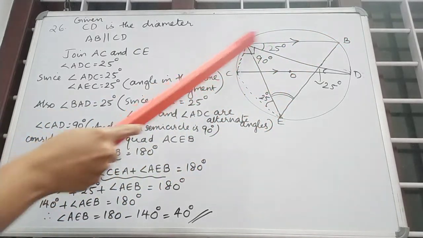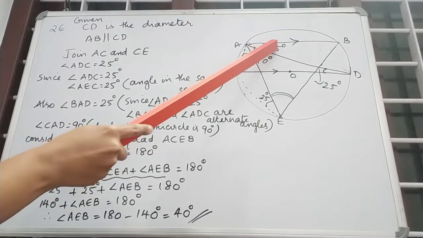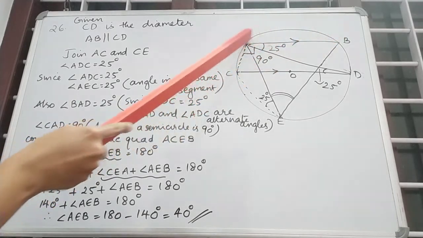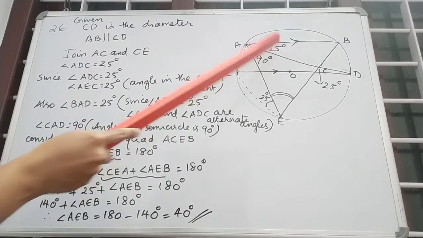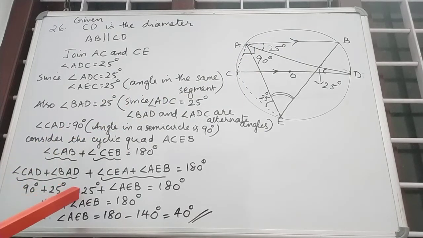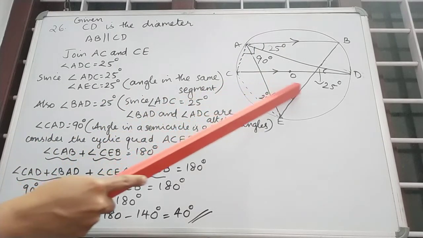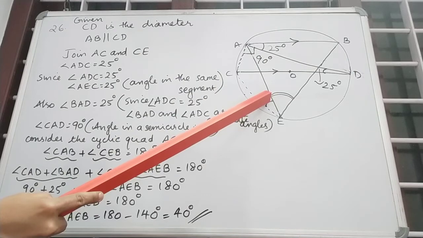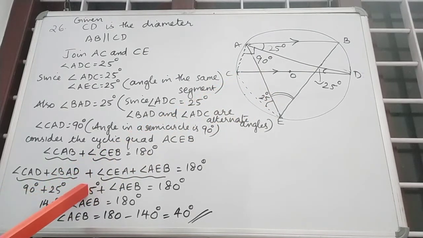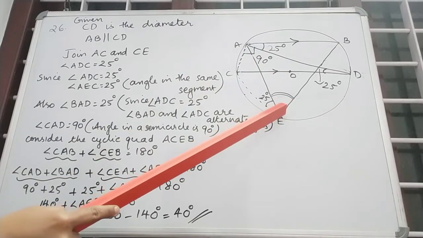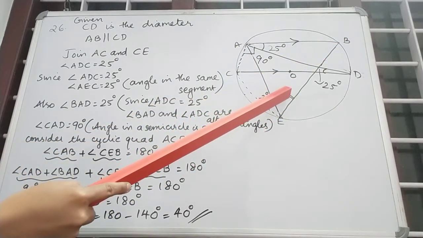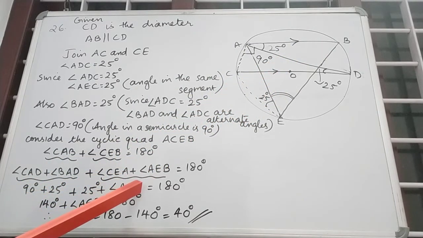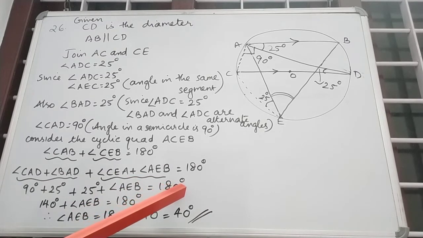What about CAB? CAB we got what? These two angles' sum, that is 90 plus 25. So total CAB, this angle will be 90 plus 25. Here the full angle we don't know, but CEA we know. So we can write that as 25 plus 25 plus angle AEB. That only we want to prove. So AEB we don't know. So write that as angle AEB itself, which is equal to 180 degree.